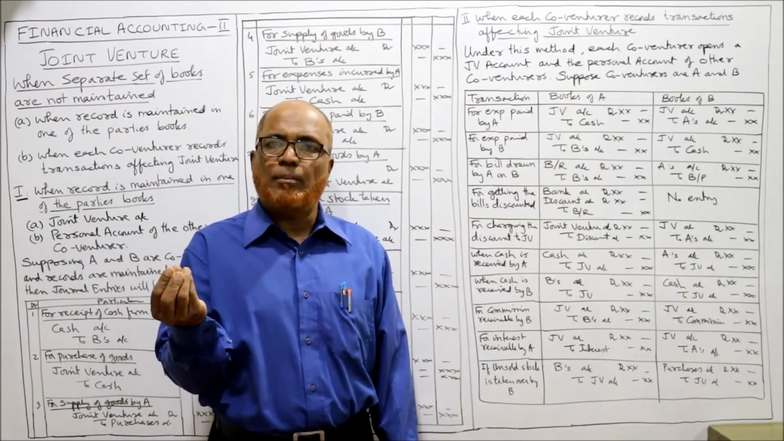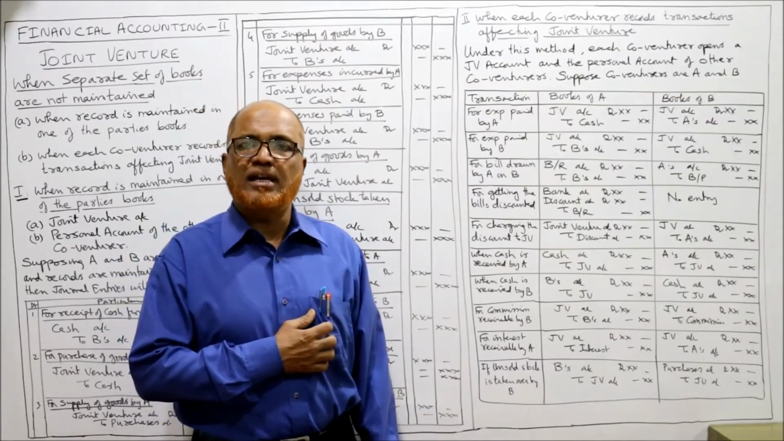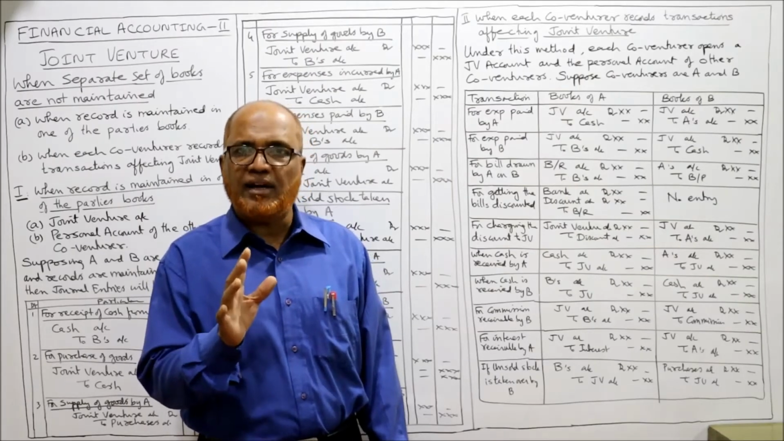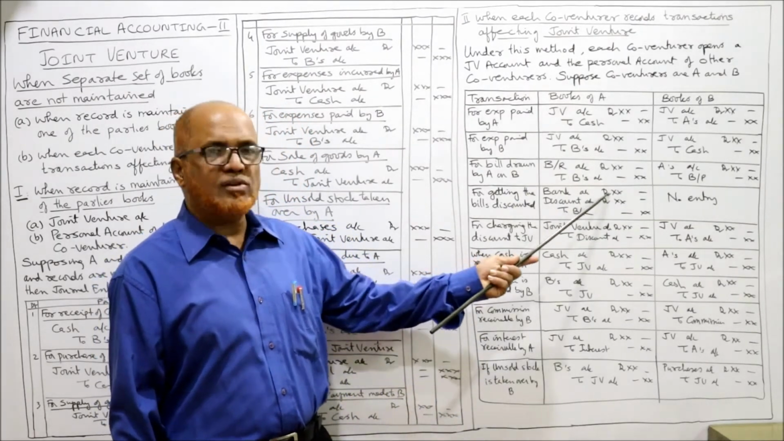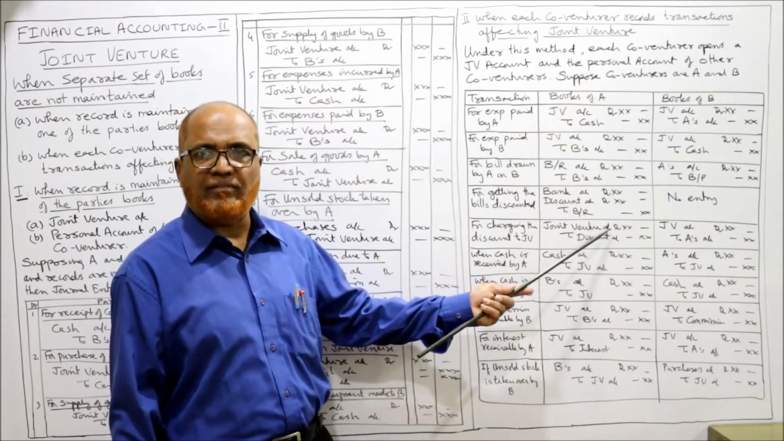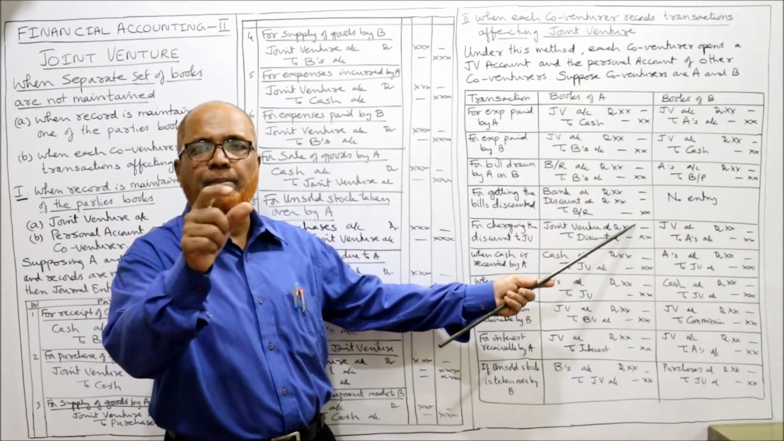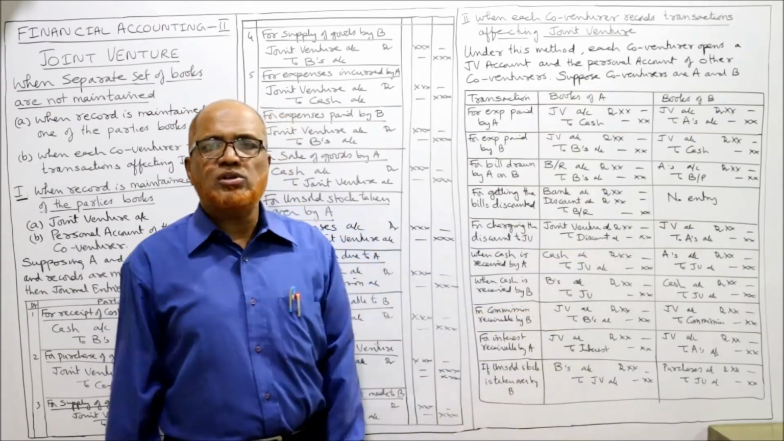Example, 10,000 का बिल है, बैंक से डिस्काउंट करवा लिया 9,500. तो बैंकर हैज गिवन अस 9,500, तो बैंक में डेबिट करेंगे 9,500, डिस्काउंट को डेबिट करेंगे 500 टू बिल्स रिसीवेबल 10,000 being the bills discounted by A. No entry in the books of B.